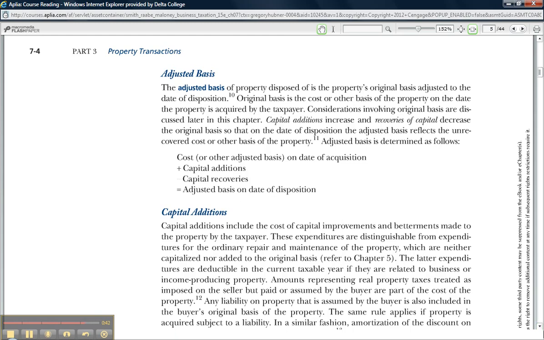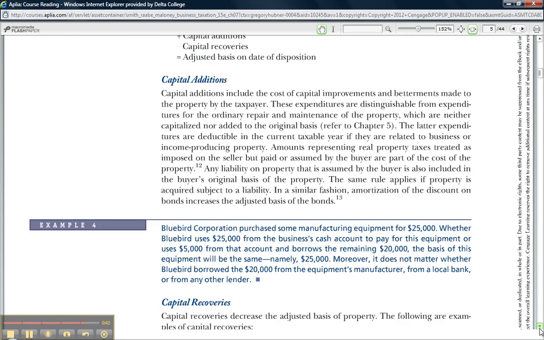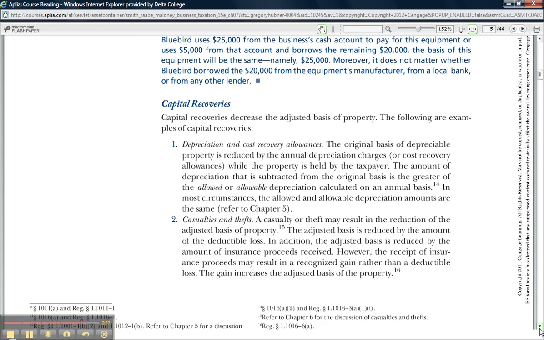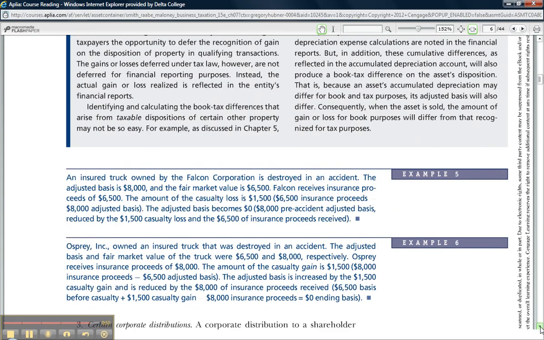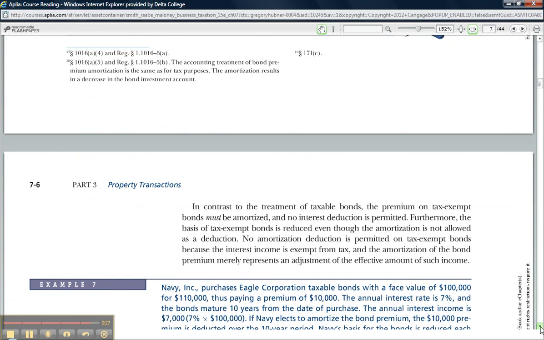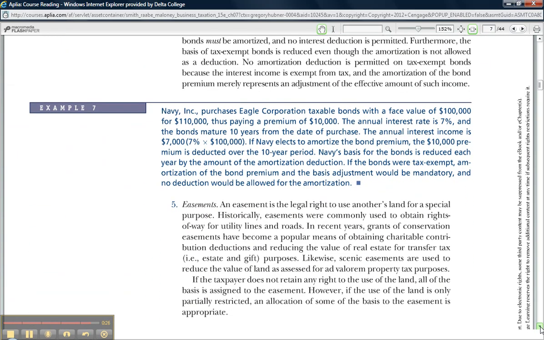The book goes on to describe capital additions, capital recoveries. There's depreciation and other cost recovery allowances. And I think that will take us to learning objective 2. I'll pick that up on the next video.